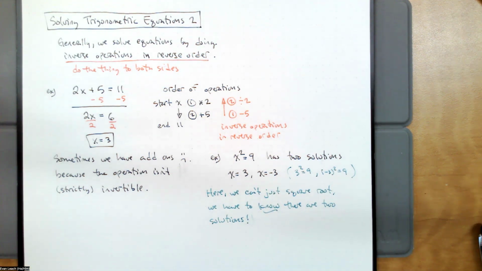We can't just square root. We have to know that there are two solutions. That was part of your programming. If you knew that the solutions were plus and minus 3, part of your programming was to know that we can't just do a square root of both sides.